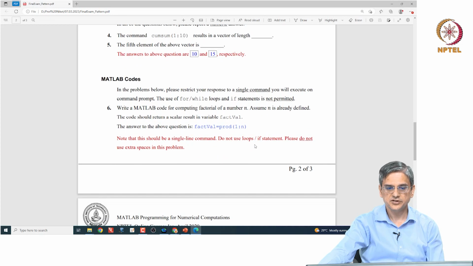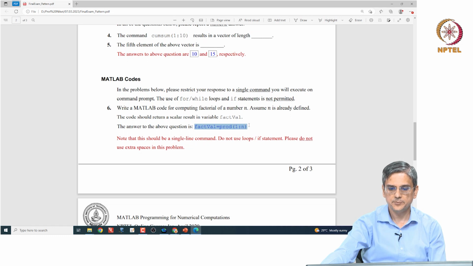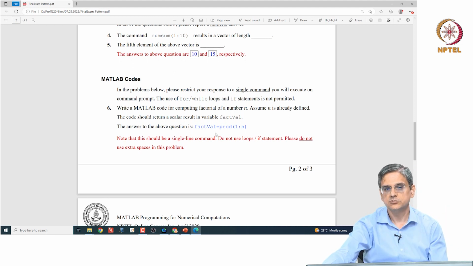The next type of question is going to be write a MATLAB code, which is a single line MATLAB code. For example, you can read the question, and I will also upload the PDF. The answer to that question is factval equal to prod(1:n). It needs to be a single line answer as a MATLAB code, which we will verify whether the MATLAB code is reasonably correct or not.